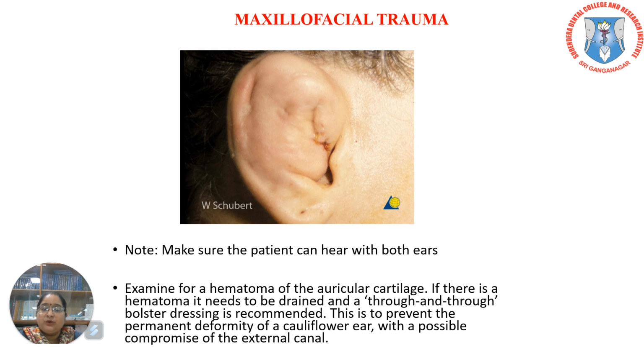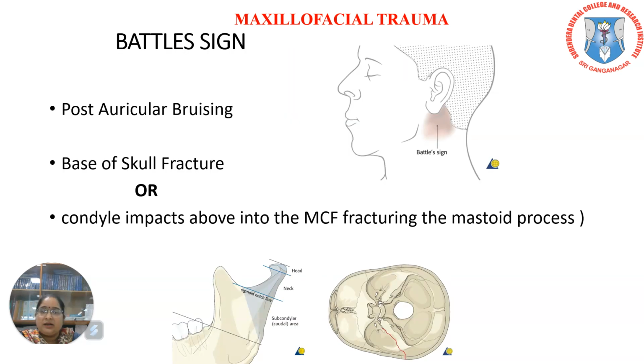Examine for hematoma of the auricular cartilage. If there is a hematoma, it needs to be drained. A bolster dressing is recommended to prevent any permanent deformity, that is cauliflower ear. In this picture, we can easily see a cauliflower ear deformity with possible compromise of the external canal.